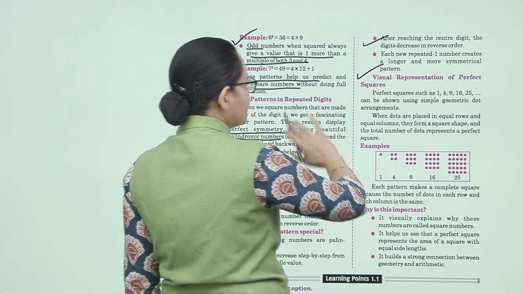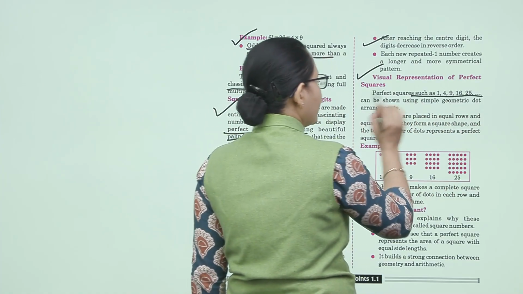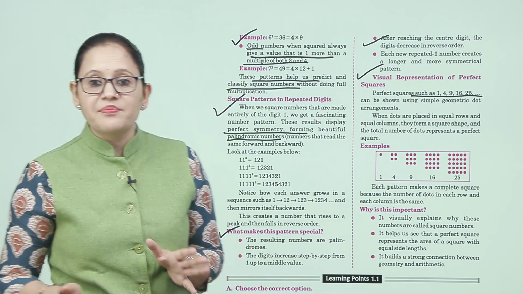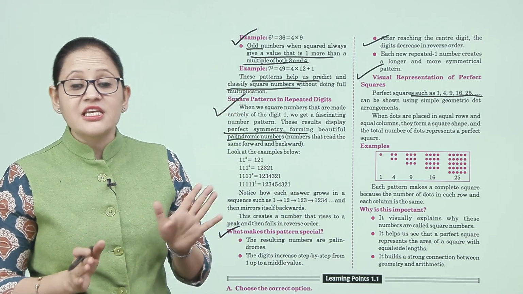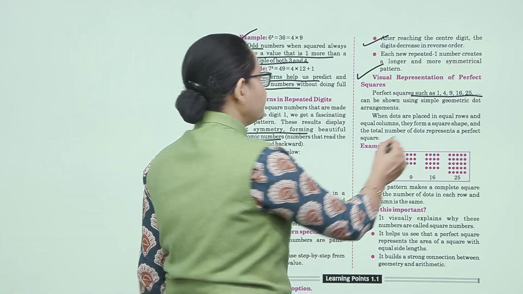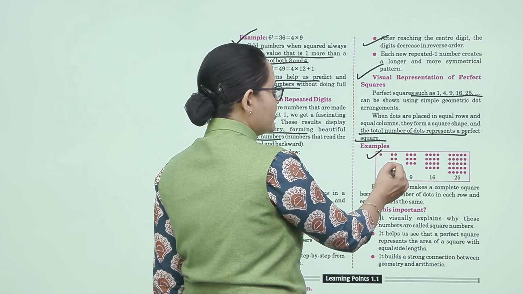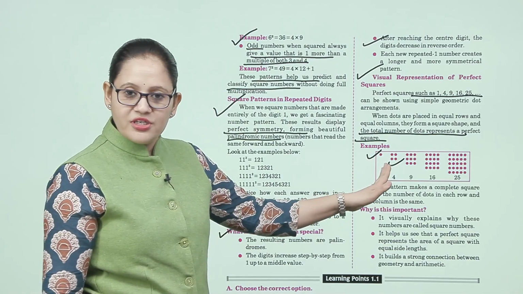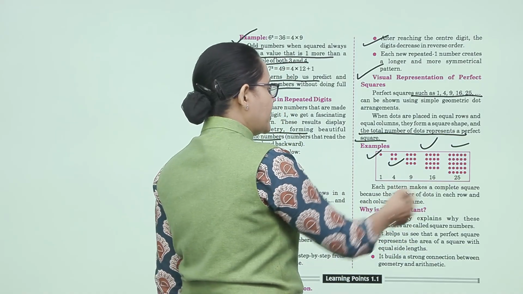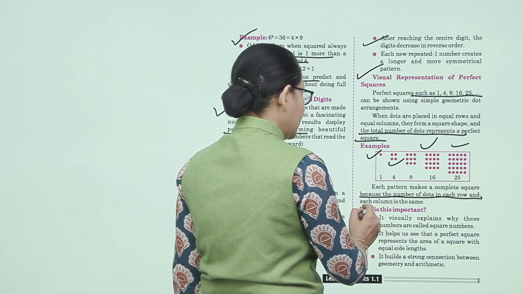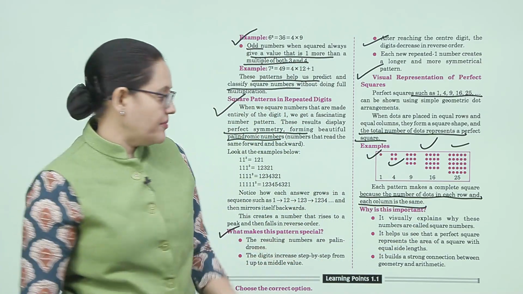Now, the visual representation of perfect square numbers such as 1, 4, 9, 16, 25 can be shown by a simple geometrical dot arrangement. When the dots are placed in equal rows and equal columns, they form a square shape, and the total number of dots represents the square number, like 1. This is how we can arrange 4 dots, because 4 is a square number, then 16, 25. Each pattern makes a complete square because the number of dots in each row and each column is the same.